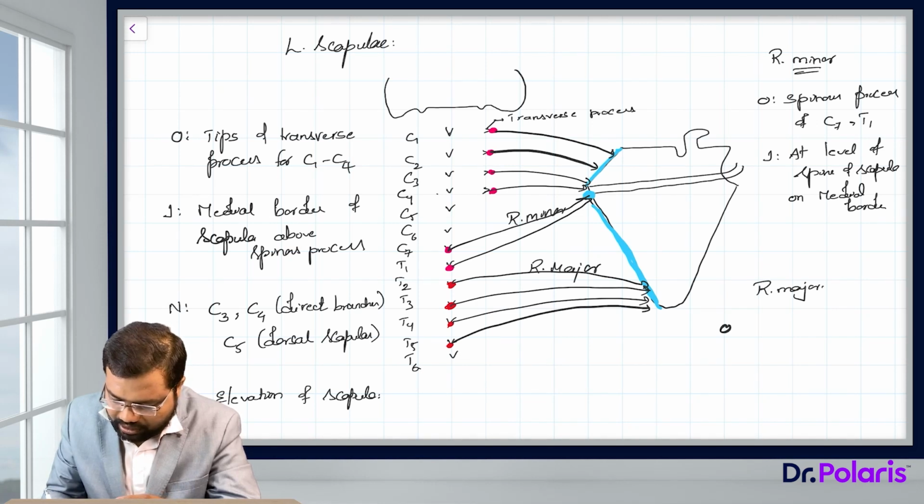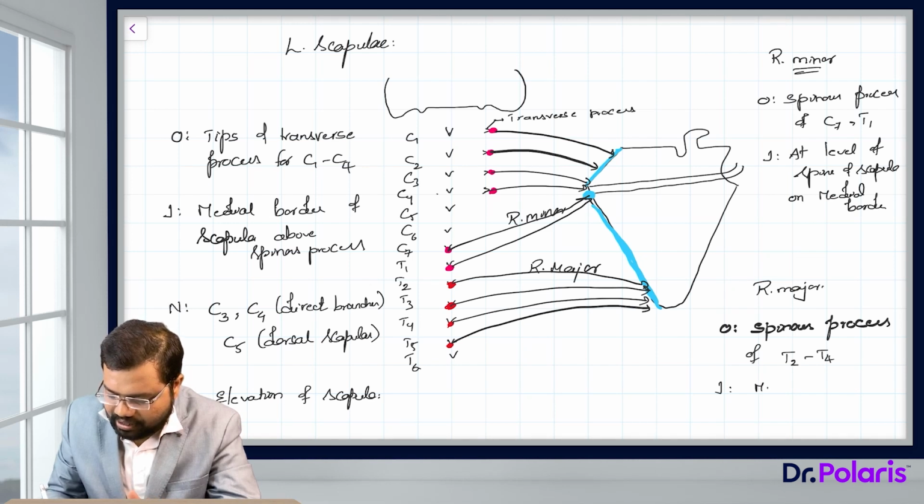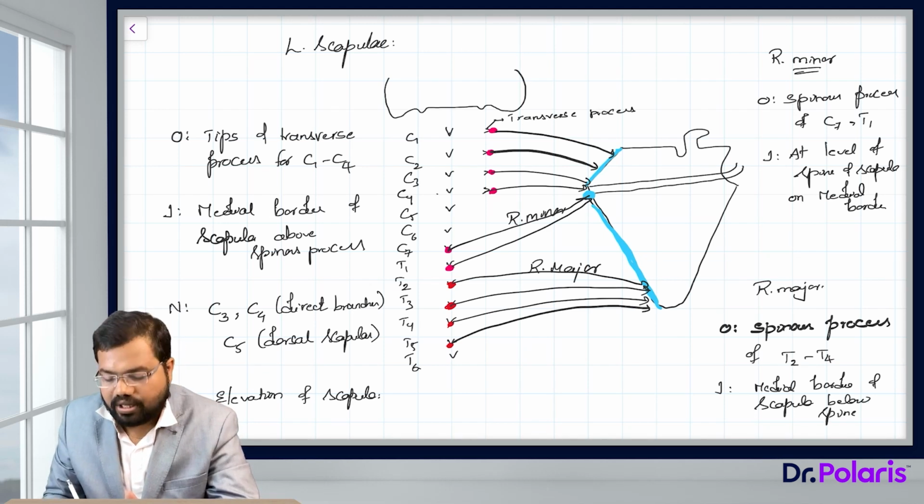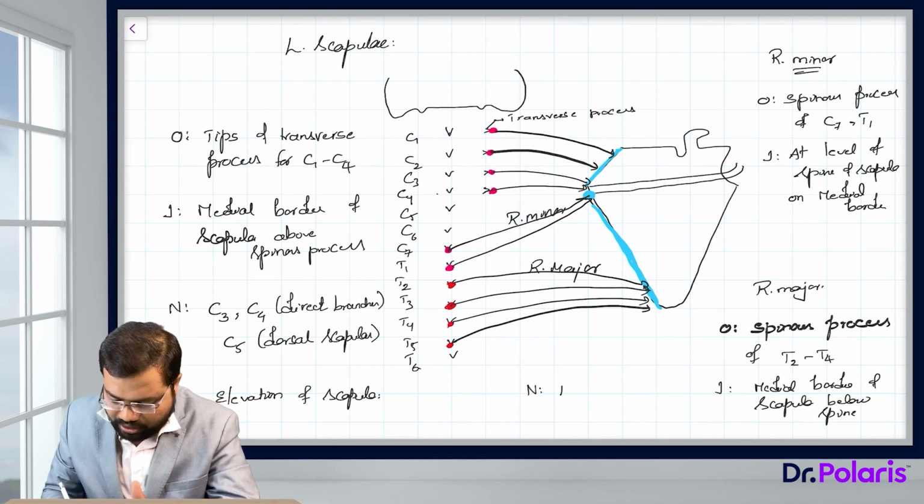So rhomboideus major origin is the spinous process of T2 to T4. And where is the insertion? It is the medial border of the scapula, below the level of the spine. Now what about the actions and nerve supply of rhomboideus major and minor? Nerve supply is the dorsal scapular nerve, a branch of the brachial plexus, and the action is retraction of the scapula.